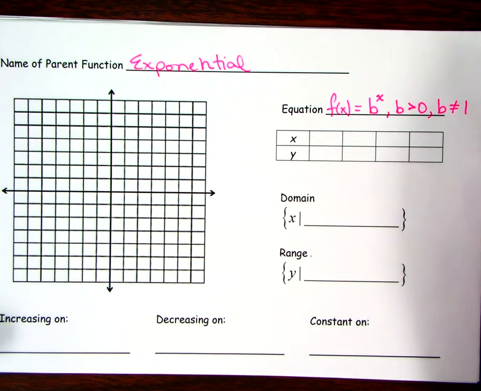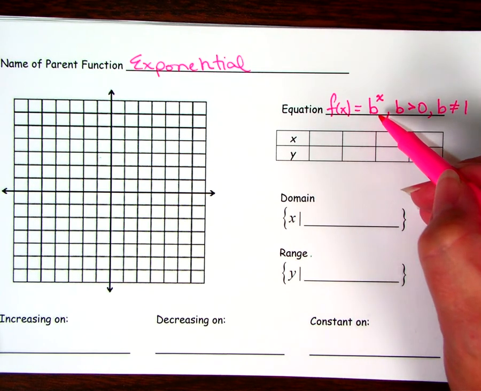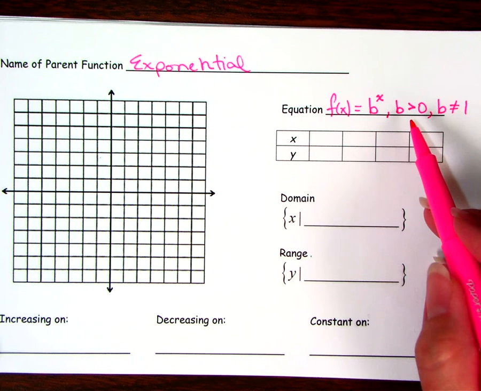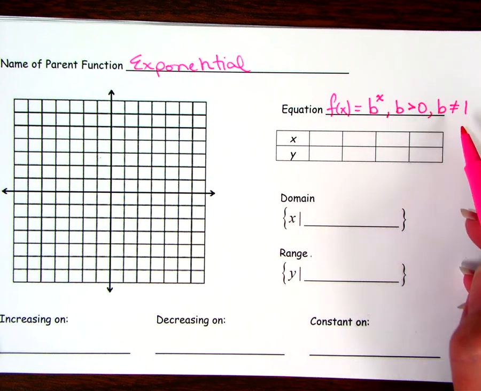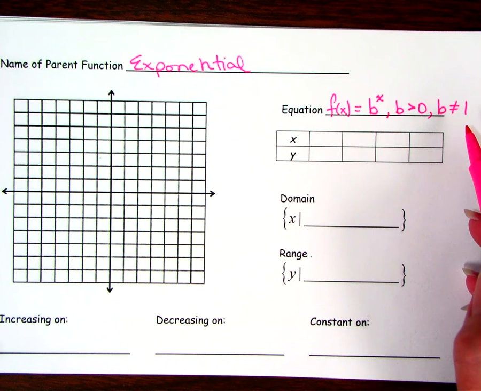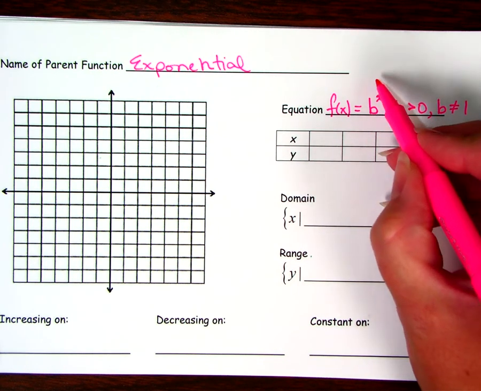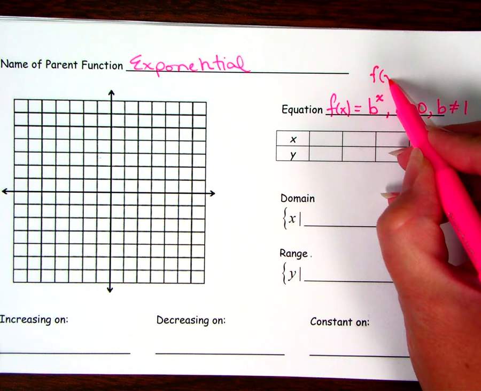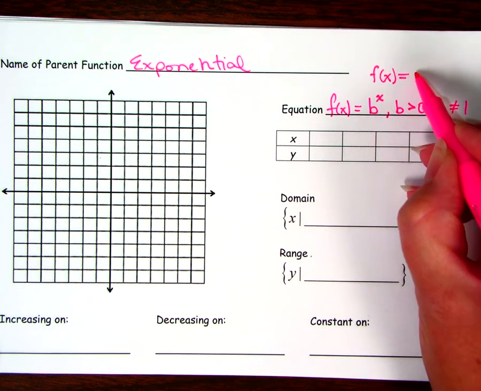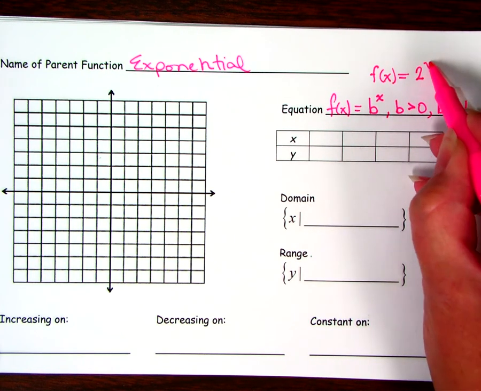For sake of getting a nice picture, I want to put in a number for b. So I'm going to pick a number that satisfies these two conditions. It has to be larger than 0 and not equal to 1. The number I'm going to pick is 2, because it's a nice, easy number to work with. So we'll be graphing this one: f of x equals 2 to the power x.